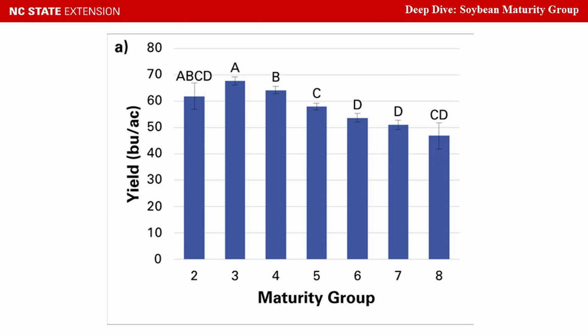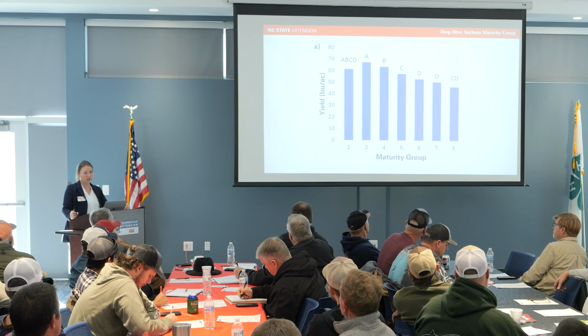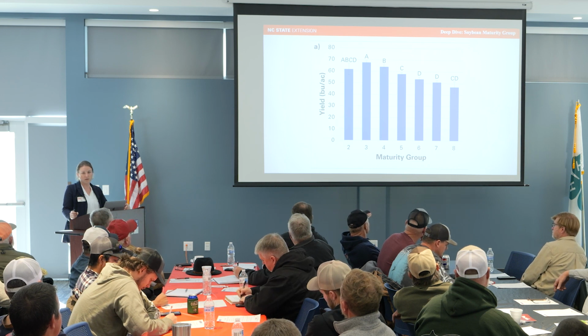So if you look at this maturity group, thank you for the question. On the x-axis, we have maturity group. On the y-axis, we have yield. And you see this decline in yield as maturity group increases. Okay? High yielding situations. Why do you think that's the case? Why are earlier maturing varieties maximizing yield in high yield situations?